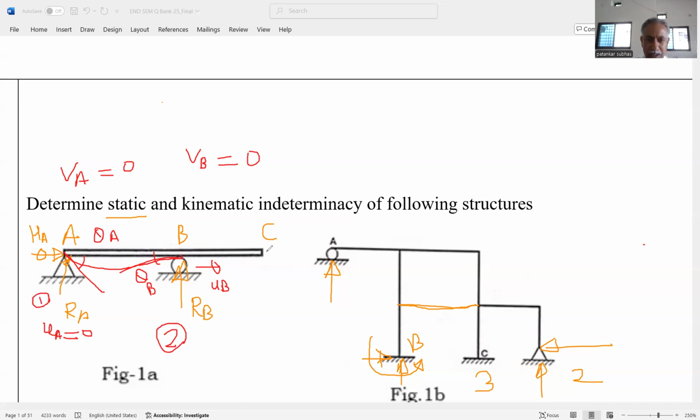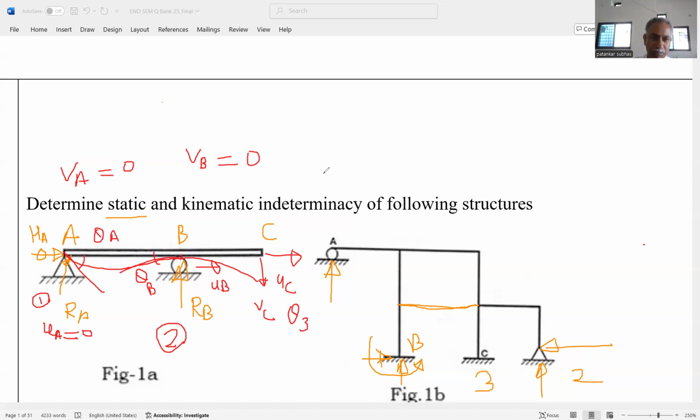Similarly, when we consider the free end, point C is the free end. Here we can see that this point can be moved in this direction. So UC is there. This can be moved in this direction also, in vertical direction. That's why VC is also there. And this can be moved in the downward direction. That means the rotation is also there. And therefore, there are three kinematic redundancies at C.